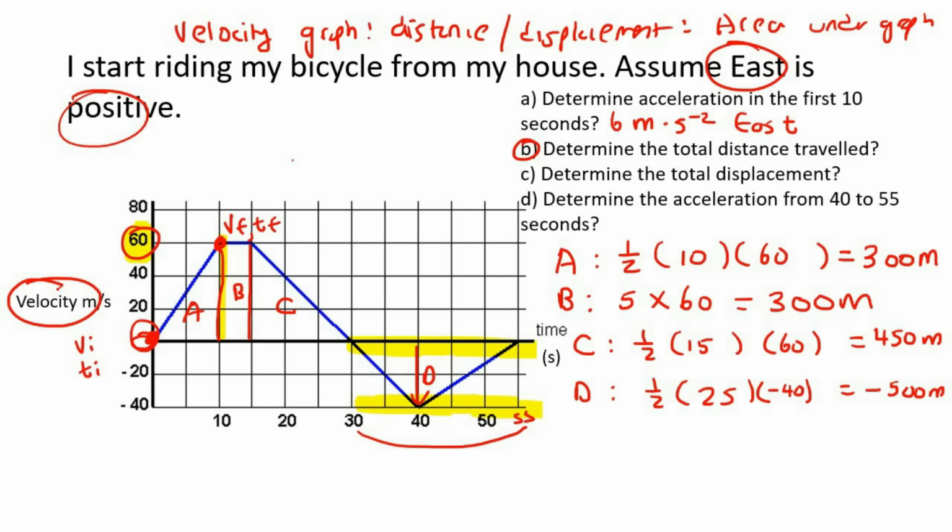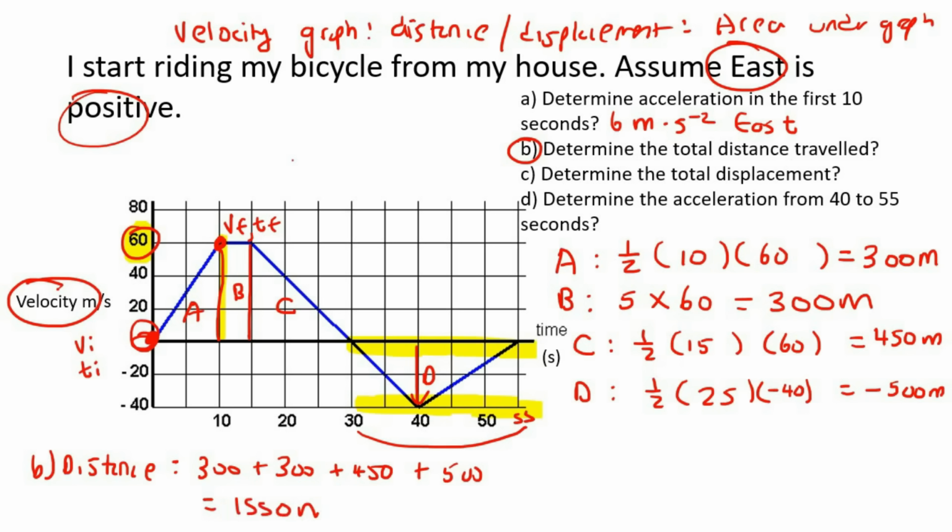Okay, so now when we calculate distance, we just add the numbers together and we don't worry about the negatives. So for question B, when you calculate the distance, you're just going to go 300 plus 300 plus 450. So we'll just say plus 500 over here. And if you had to go calculate all of this, you end up with 1,550 meters.